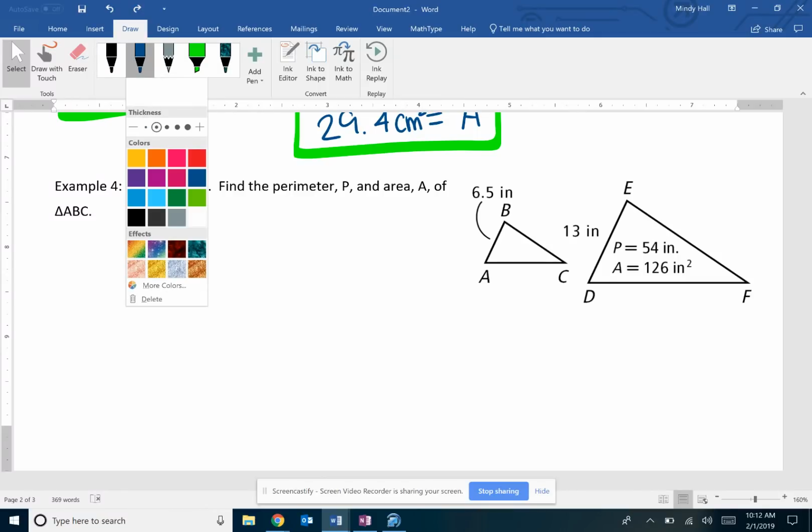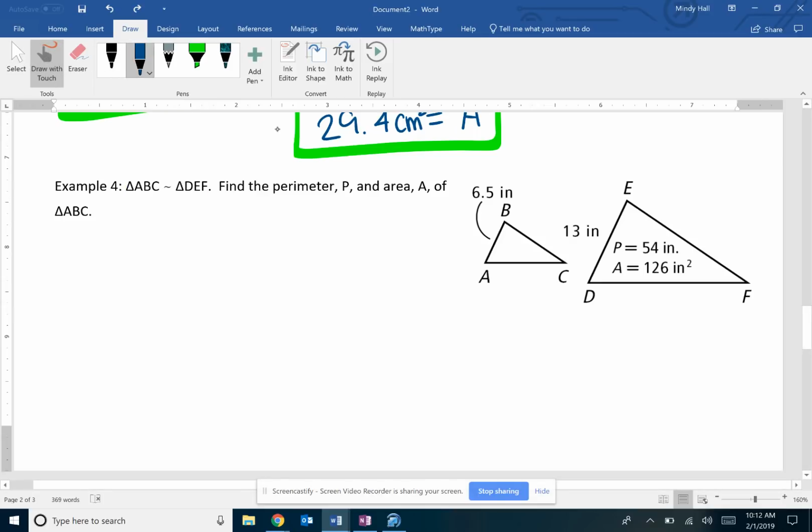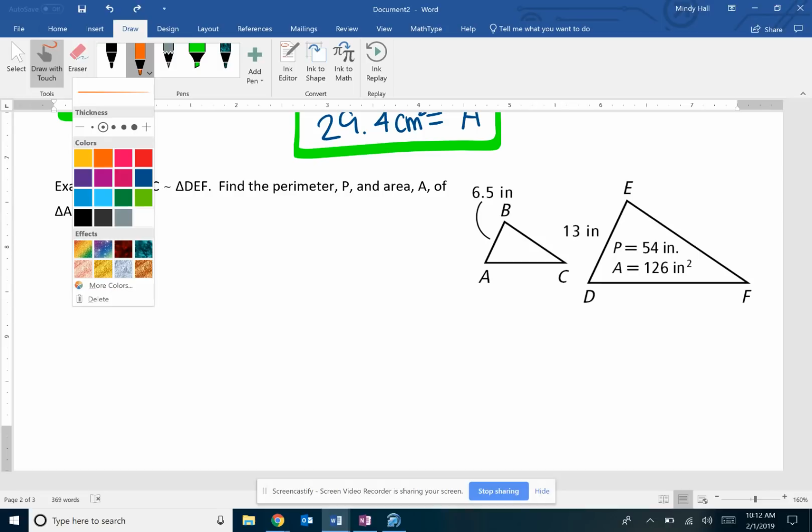But in order to do this, we'll go back to orange for perimeter. That'll be nice. Oh, come on. Unless this wants to cooperate.